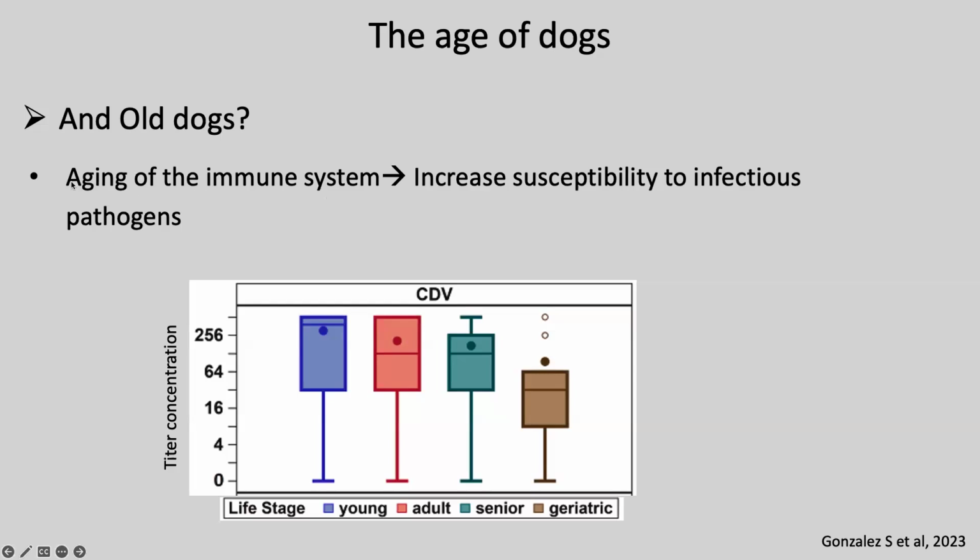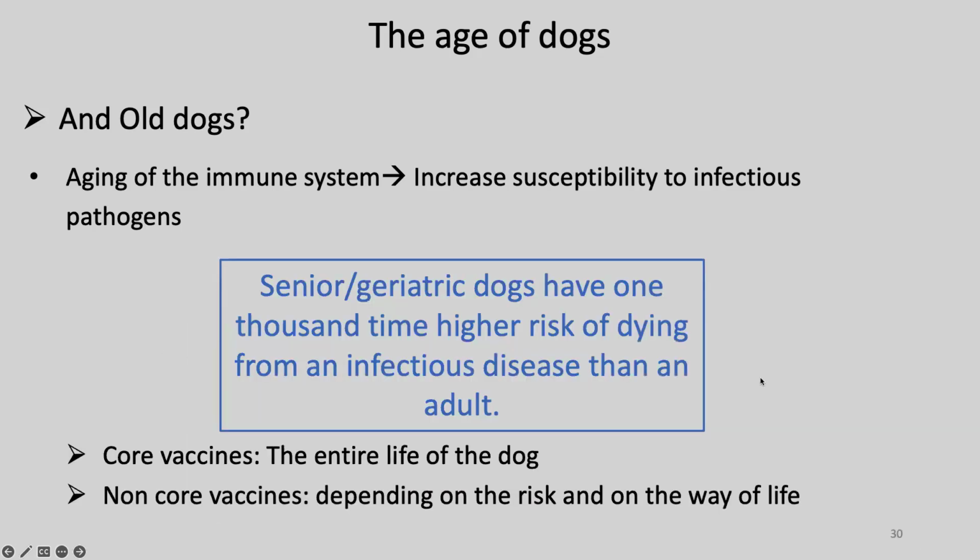Because we know that when the immune system is getting older, we observe an increased susceptibility to infectious pathogens. If you look at this graph, you can see the amount of antibody against distemper virus in vaccinated dogs. Even in vaccinated dogs, when you are in the geriatric group, you see a significant decrease of antibody level, which means that even with vaccination, dogs are more susceptible.